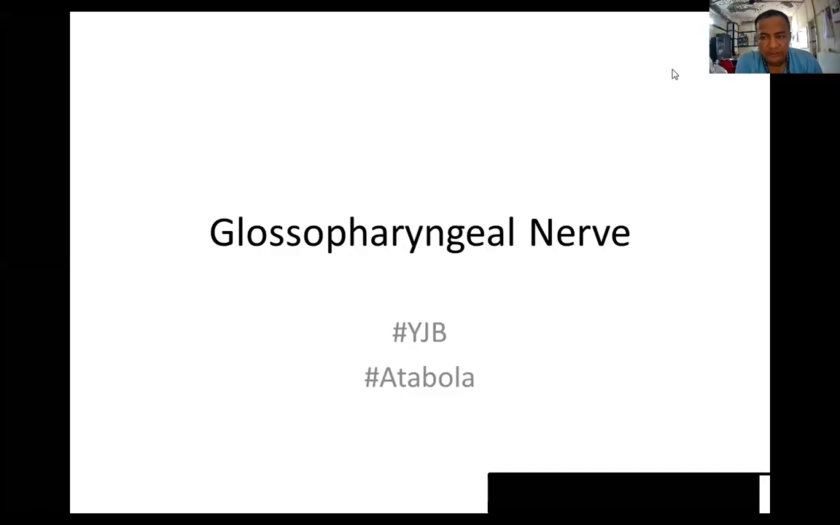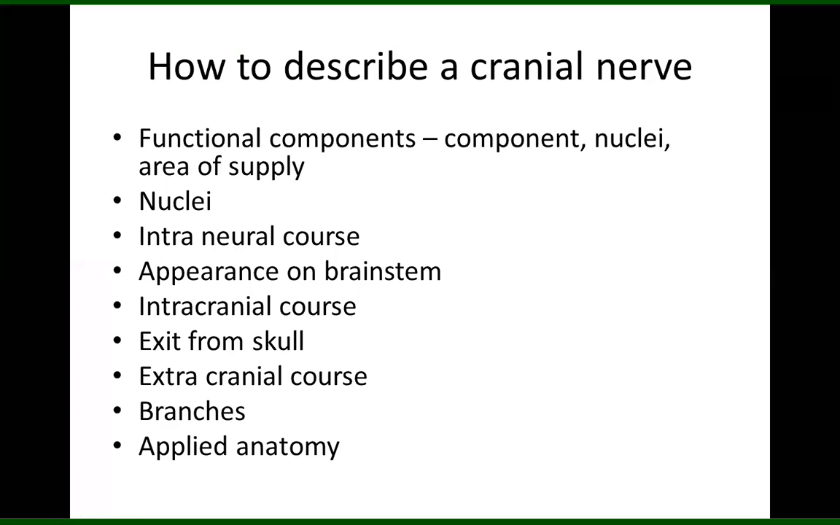So we are talking about the glossopharyngeal nerve. Again, how to describe the functional components of a cranial nerve. Write the functional component: nuclei, intraneural course, appearance on brainstem, intracranial course, exit from the brainstem, extracranial course, branches, and applied anatomy.